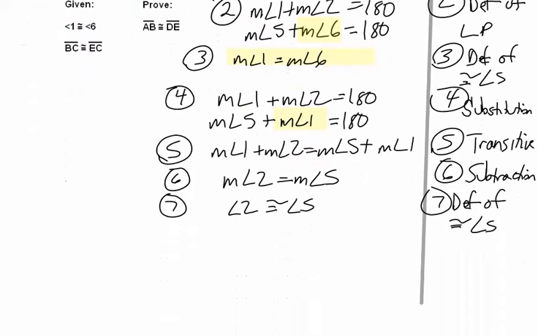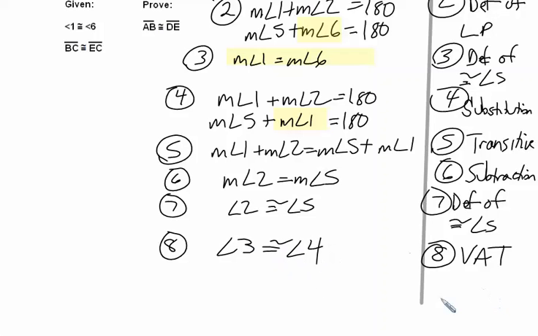We also need to get into this proof that angles 3 and 4 are congruent. And angles 3 and 4 were congruent because of the vertical angles theorem. You do not need to tell me in the given that they are vertical angles. Just use the fact that they are congruent, and you'll be good to go.